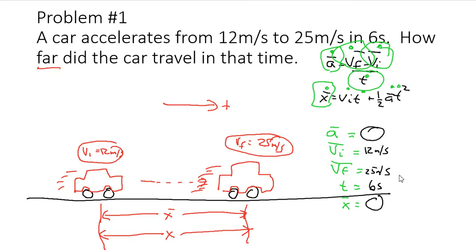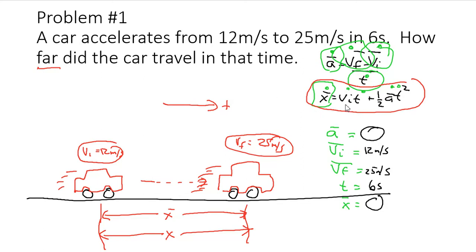So I've drawn my diagram. I've listed what I know. Now I need to figure out what equation I'm going to use. Well, I'm looking for how far. So I know that I'm going to be using this equation. I know that because this is the only equation that will give me a distance, right? It's a displacement equation. So it's the only one that I could use.